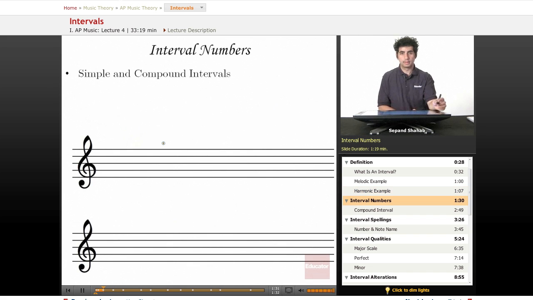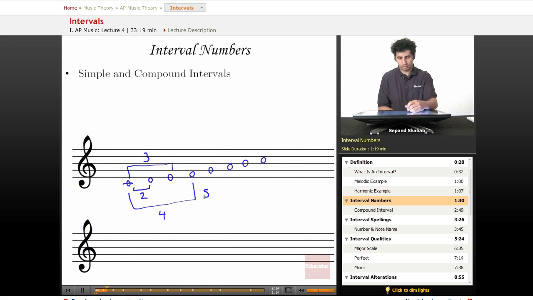Okay, so of course there's different kinds of intervals, and the simplest way we can classify them is by using numbers. So if I notate a C major scale here, we can see the different numbers available to us by finding the intervals all from this root note of C. So a C to a D, of course, is going to be some kind of second. So write second here. And C to an E will be some kind of third. And C to this F will be a fourth, and so on.